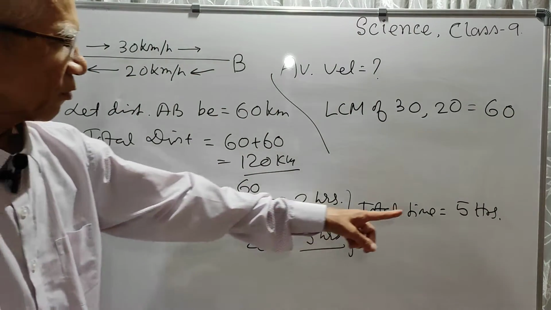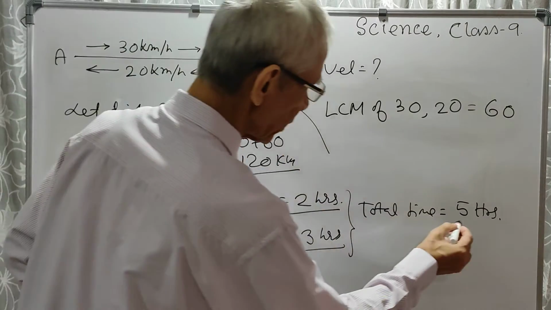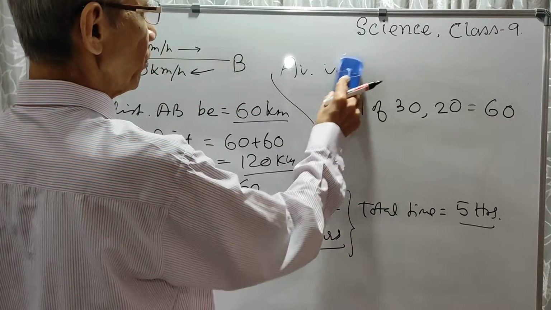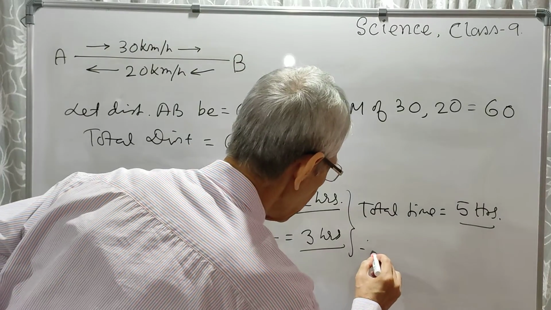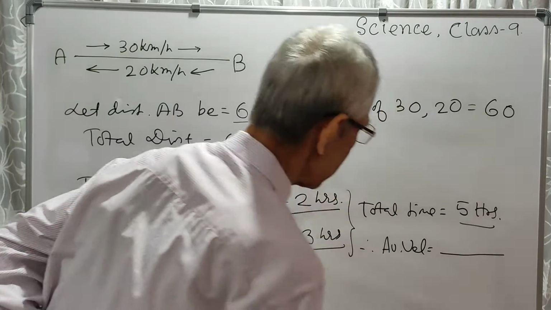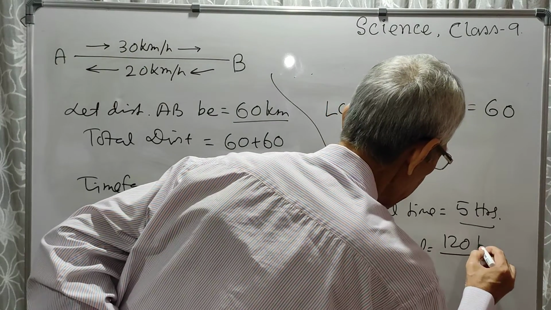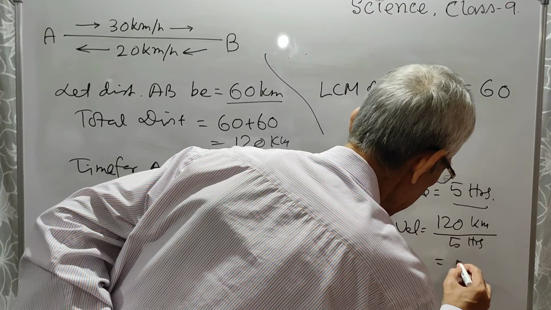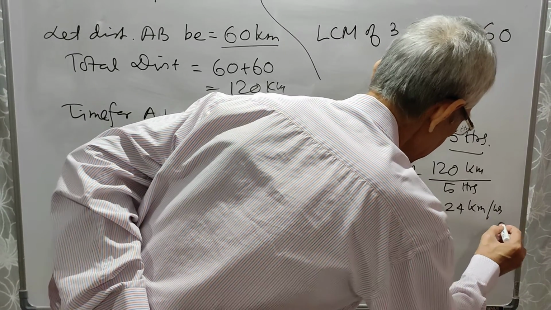So we have got total time 5 hours. Therefore, what will be the average velocity? Total distance by total time. Total distance is 120 kilometer, and total time is 5 hours. So what do you get? 24 kilometer per hour. This is the answer.